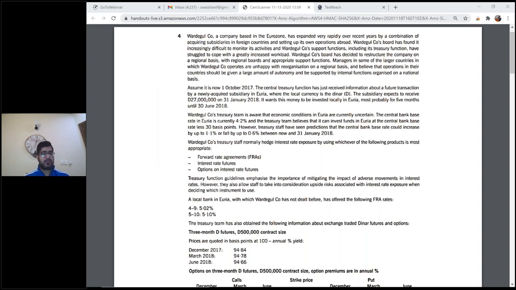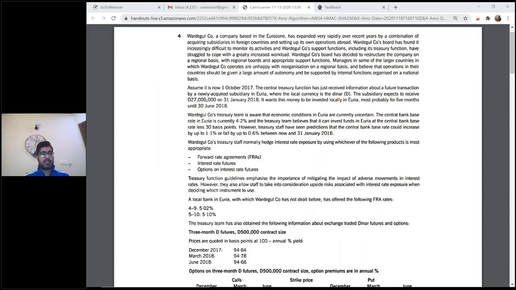So the local bank is offering the following FRA rates: 4-9, 5.02. The treasury team has also obtained the following information about exchange traded dinar futures and options. So 3-month futures, it's with a 3-month gap, right? December, March, June, September, I told you.